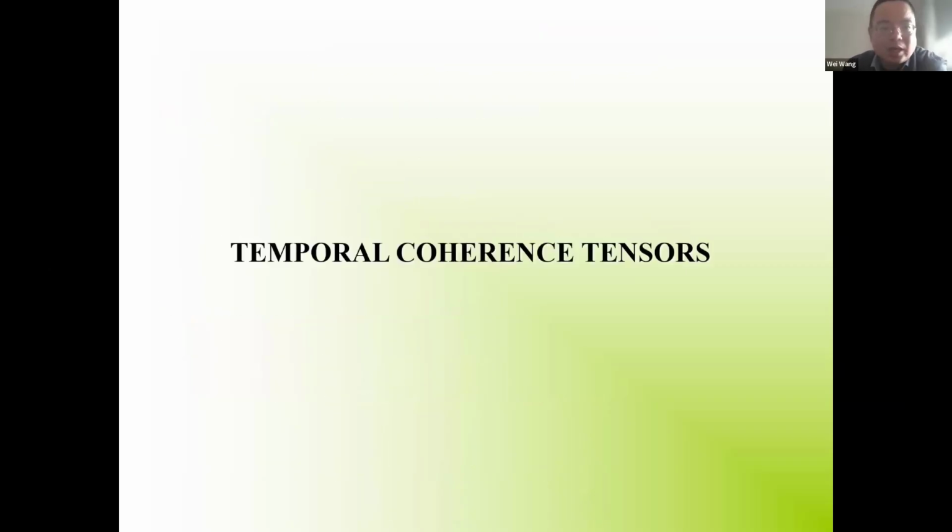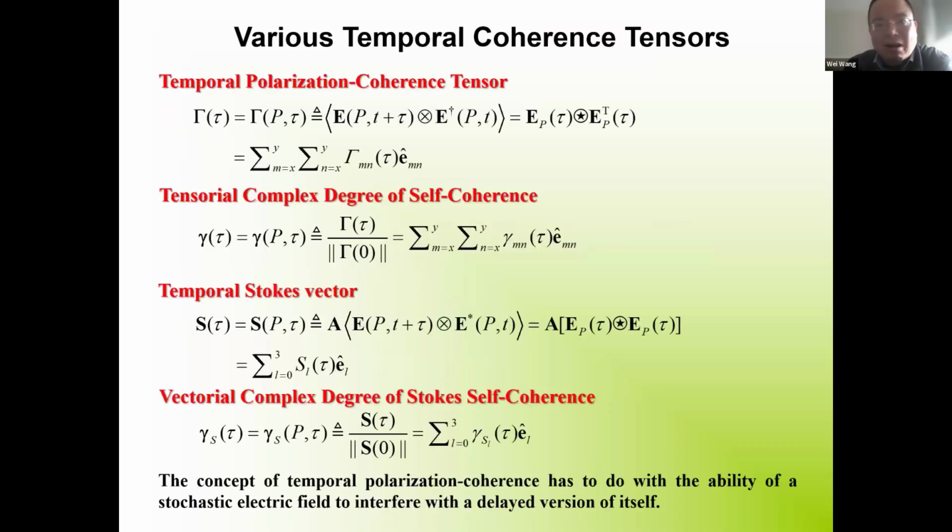Now let's go a little bit further into the temporal coherence tensor. Once we talk about temporal coherence, it means that the spatial point should be at the same position. So our temporal polarization coherence tensor can be derived by setting P1 equal to P2. Through this way, we are able to have the temporal polarization coherence tensor in this way.